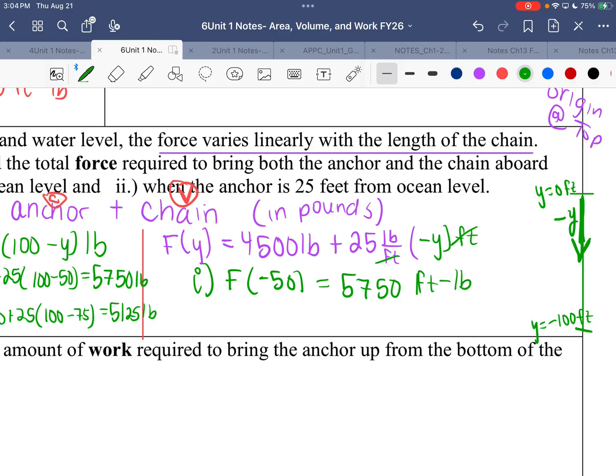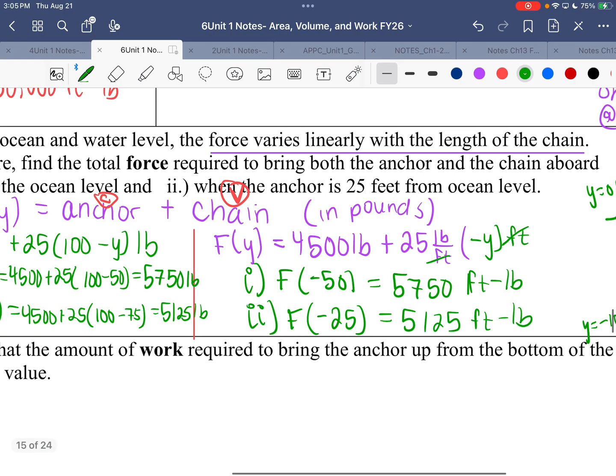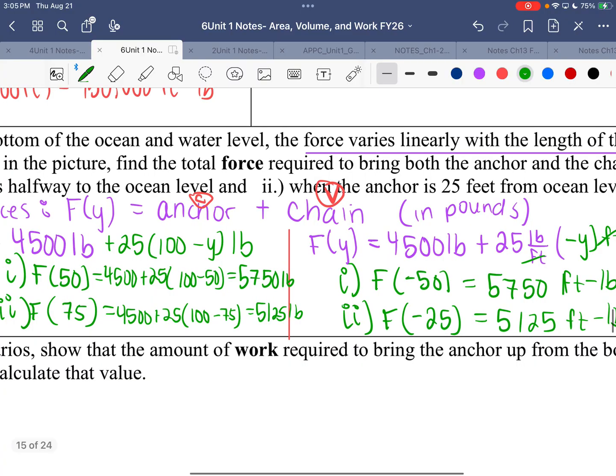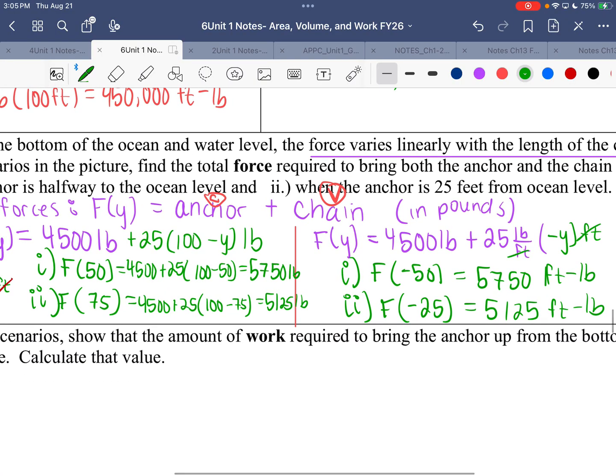And then if I am going, when the anchor is 25 from ocean level, I think that really means the top of the ocean level. I think the wording there was a little bit wonky. Going down 25 feet. What is it? Okay, so that's just the force at a specific location.